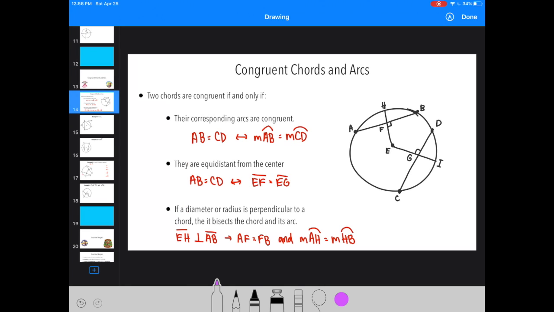Okay. If we have congruent chords and arcs, there are some special relationships or assumptions we can make because those are congruent. So if two chords are congruent, then we can assume that their corresponding arcs are congruent. So in this example, if segment AB and segment CD, so the chords, are congruent, well then these whole arcs are going to be congruent as well. So arc AB is congruent to arc CD.